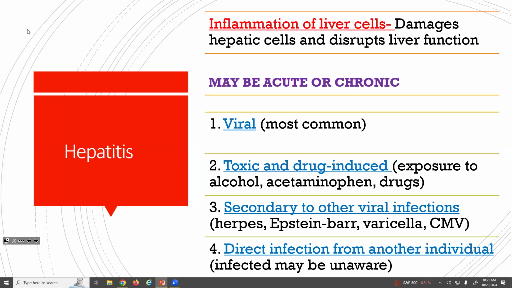Does anyone know the other term for that one? We'll talk about a lot next semester. Cytomegalovirus, right? And direct infection from another person. Okay, the infected person may not know they're infected with hepatitis. Okay, this is why we use standard precautions in the hospital, right? Or if you know someone has hepatitis, you can get that from them, so we make sure that we're not in contact with those bodies.